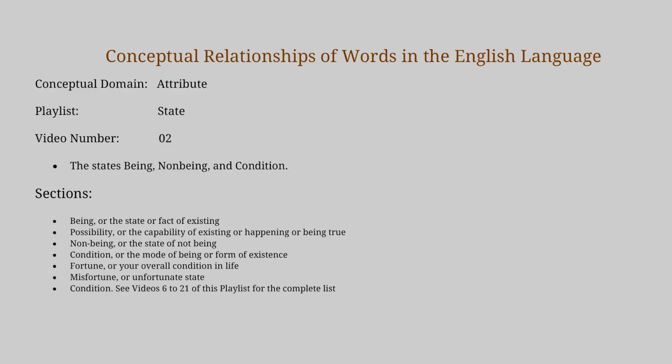In this episode, we will explore the states being, non-being, and condition. This video is part of the playlist Attribute State. Attribute State playlist is one of two playlists devoted to the conceptual domain attribute. Attributes are linguistic elements that serve as modifiers to provide descriptive information about another word. They convey qualities, characteristics, or properties associated with the entities they modify, enriching the meaning and context of the expression.